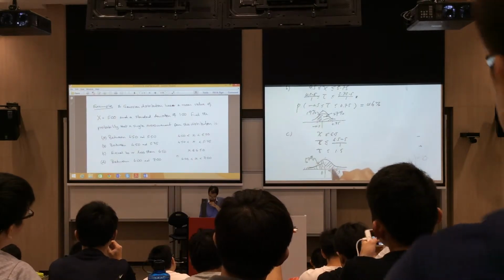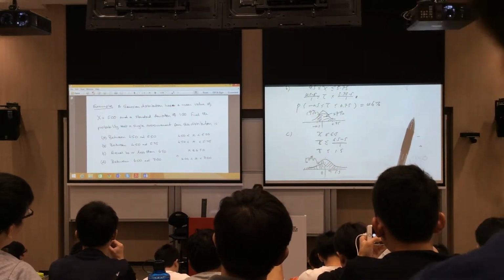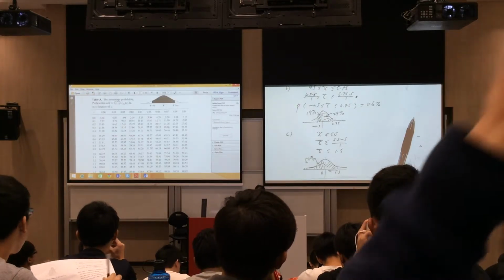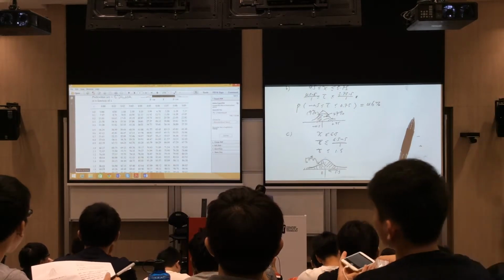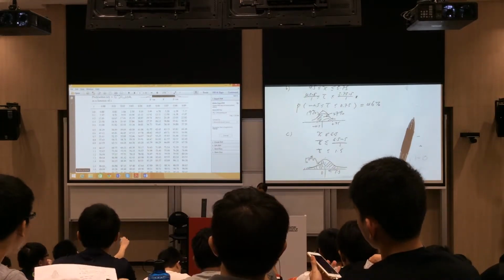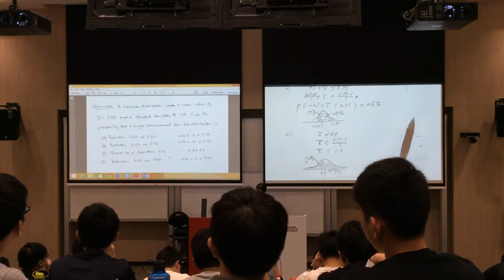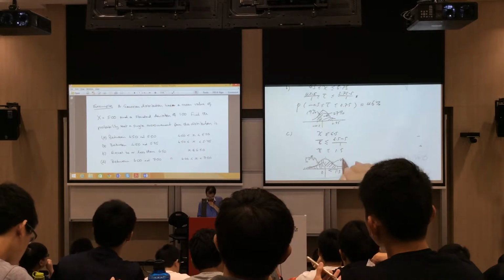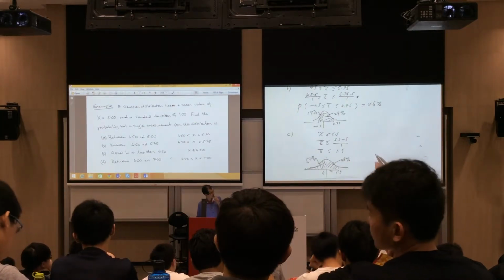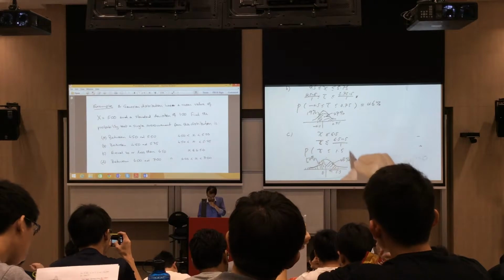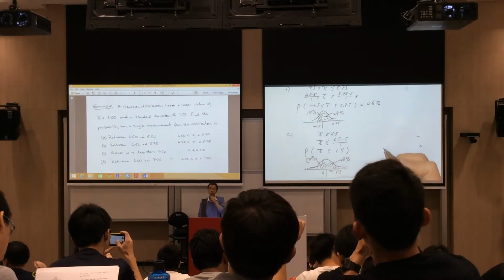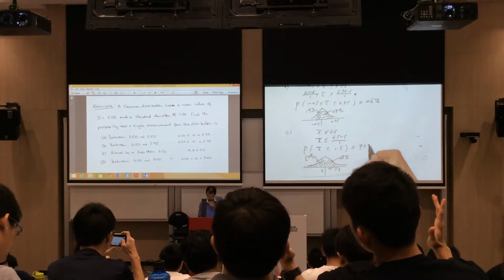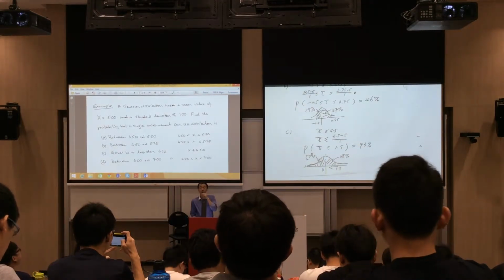Then what is the probability here? Again you need to look at the normal distribution table. 1.5 here is 86%, and half of it is 43%. So the probability of when tau is less than 1.5 will be the summation of these two, so 93%.